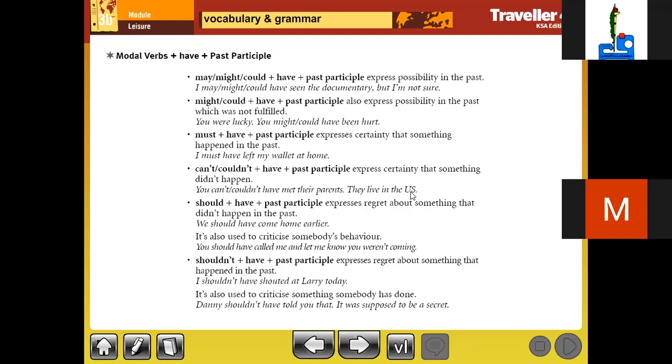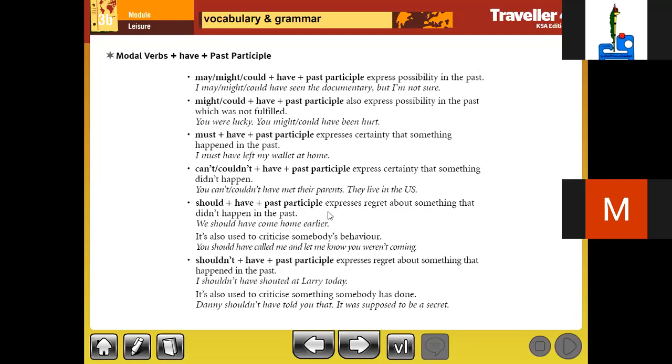نعبر عن التأكد بتاعنا that something didn't happen. إن حاجة ما حصلتش. We use can't or couldn't plus have plus past participle. And this is all in the past في الماضي. We also use should plus have plus past participle to express regret about something that didn't happen in the past.